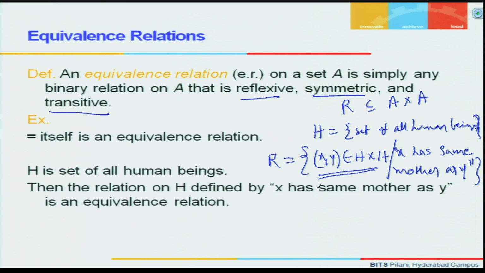Is it reflexive or not? For it to be reflexive, you have to take an element in H and you have to prove that A comma A belongs to R, isn't it? So take an element A and then I make this statement: A has same mother as A. Is it a true statement or false statement? It's very much a true statement. A and A are having the same mother. Hence the relation R here is a reflexive relation.